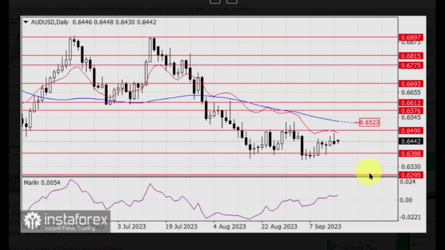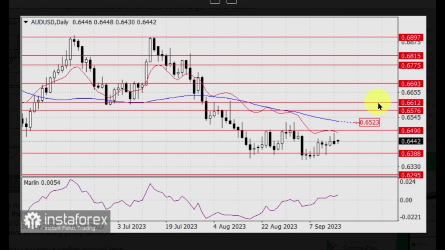If the bulls manage to stay above 0.6490 without exhausting their strength, they will have a chance to overcome the MACD line and climb above the level of 0.6523. In this case, the nearest targets will be 0.6576 and 0.6612.